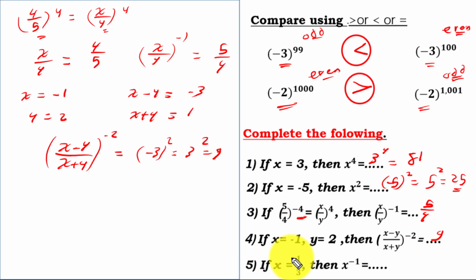If x equals 1 over 3, then x raised to the power negative 1, he wants to find the reciprocal of the value of the fraction, it will be 3. So don't forget this rule.